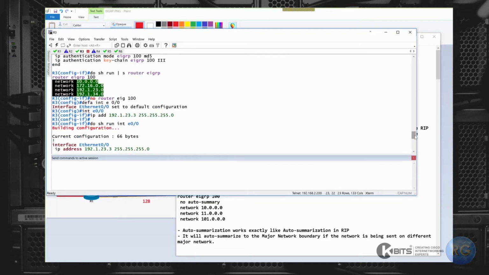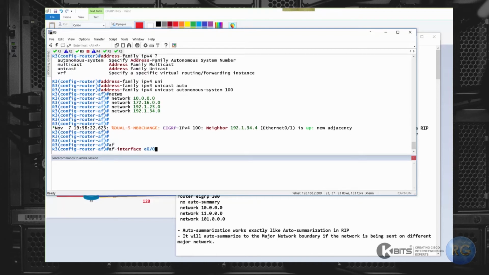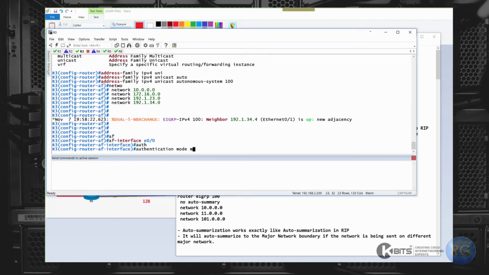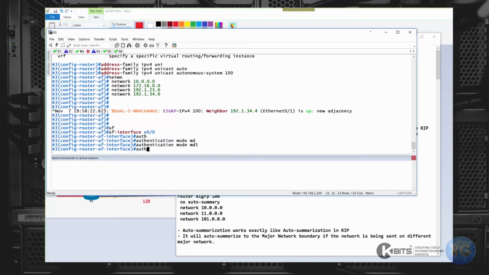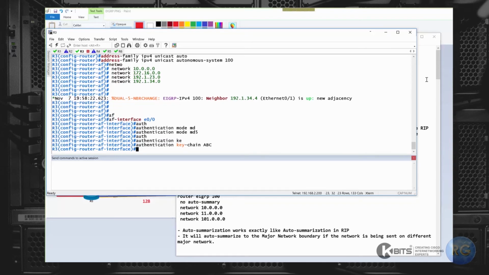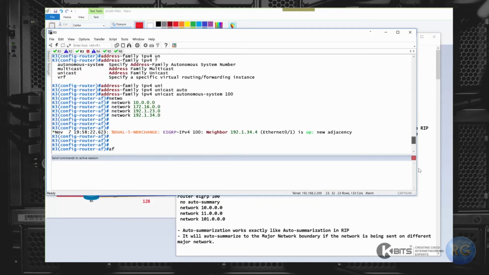I don't have the authentication yet. So how do I do the authentication? I don't need to exit. I just go into my address family interface on E0/0, and now I can put any command that pertains to EIGRP for E0/0. I'm still under the routing mode. So for example, I can say authentication mode md5, authentication key-chain. What was the name of the key chain? I think it was ABC. If it doesn't work, we'll come back and change it. Give it some time to come up. Oh, no, this was III, I think. Yeah, it's III.